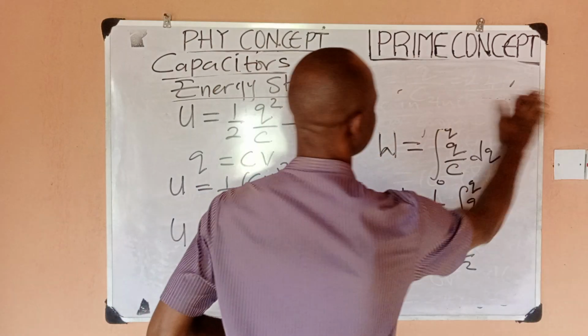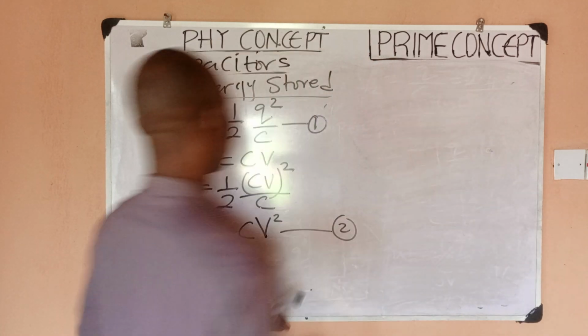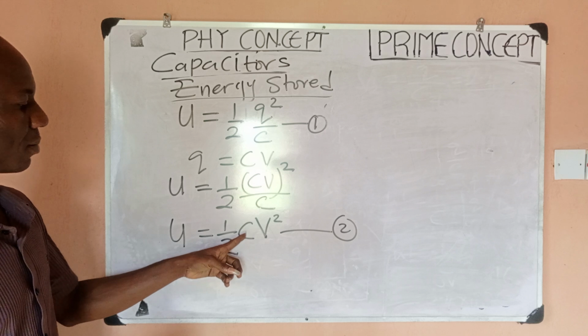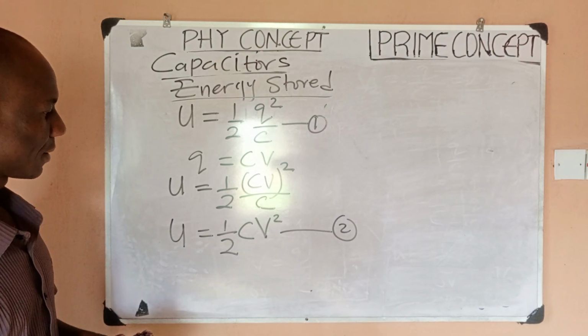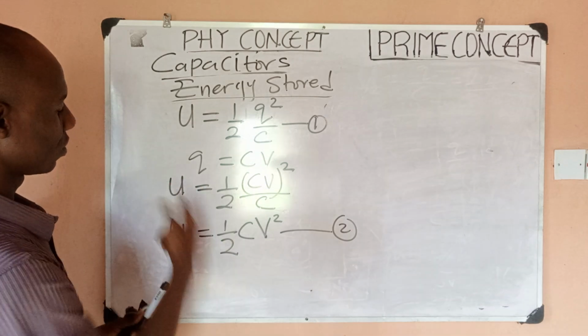Then the third one: I'm simply going to replace C, right? So if I replace C, I would have, okay, C is Q over V.